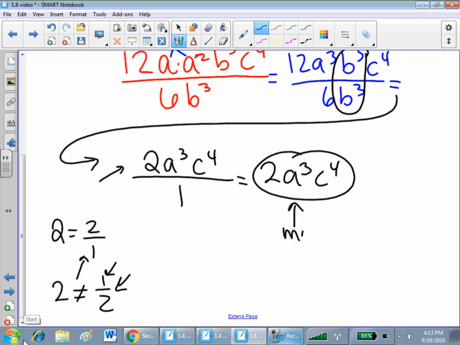This is a monomial. So having that, I just spelled monomial wrong. Monomial. I'm a bad speller. Okay, so having that 1 there wouldn't make a difference. If I wrote times 1, it's kind of useless to write. That's why I don't need it there.